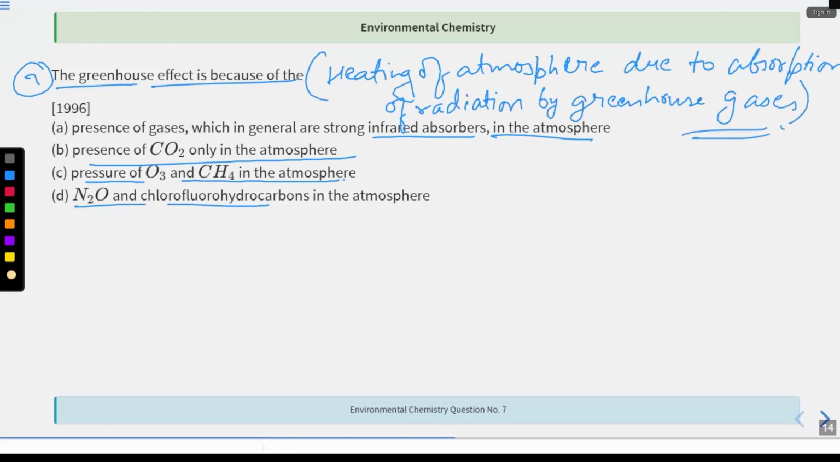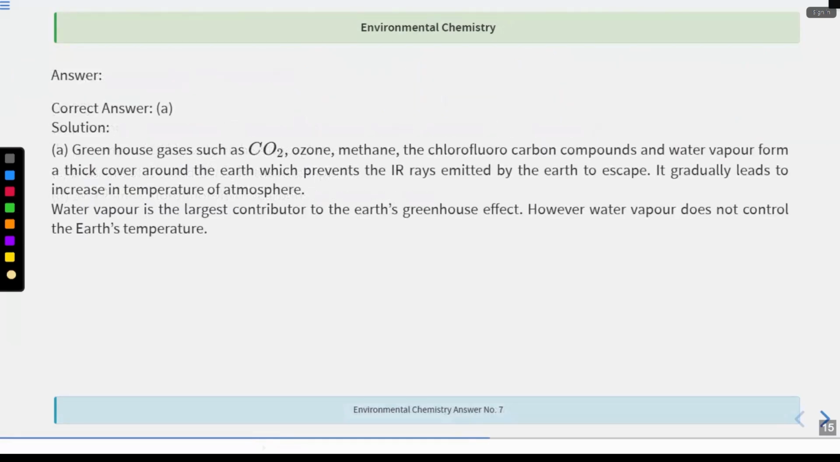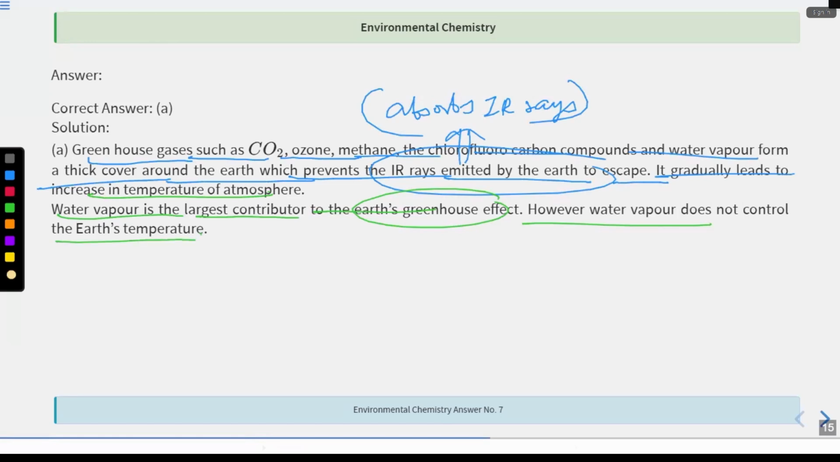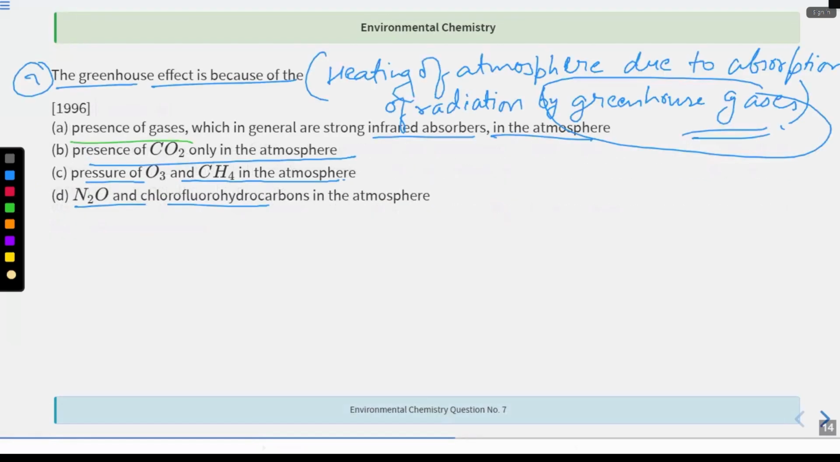Okay. So basically, they are asking me about greenhouse gases, that which of the following is a greenhouse gas. So of course, let's read out the statement. Greenhouse gases such as CO2, ozone, methane, chlorofluorocarbons, and water vapor form a thick cover around the Earth, which prevents the infrared radiation emitted by the Earth to escape. Why it prevents? Because it absorbs IR rays. It gradually leads to increase in temperature of atmosphere, as I told you. So water vapor is the largest contributor to the Earth's greenhouse effect. However, water vapor does not control the Earth's temperature. So the option is saying the same thing, presence of gases which in general are strong infrared absorbers in the atmosphere.